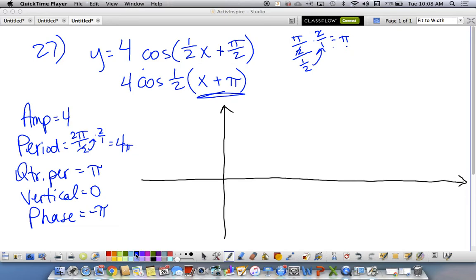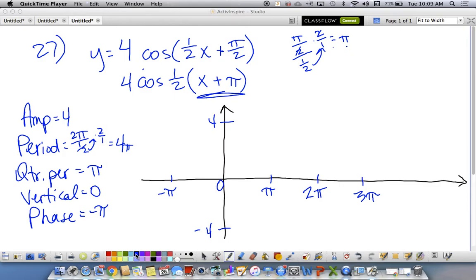All right, our x and our y. So our amplitude is 4. We're not going up or down anymore. So what are we going up to? 4. What are we going down to? Negative 4. Next, where do we start? Negative pi. What are we adding to our phase shift? Pi. So negative pi plus pi? 0. 0 plus pi? Pi. Pi plus pi? 2 pi. 2 pi plus pi? 3 pi. Do I need to keep going? Do I have enough points?